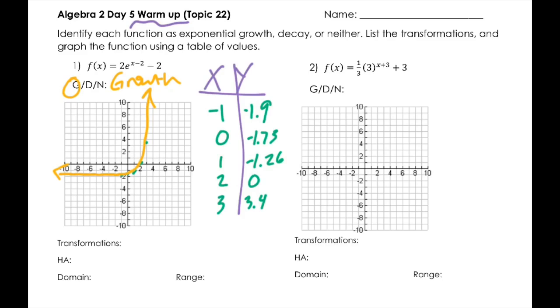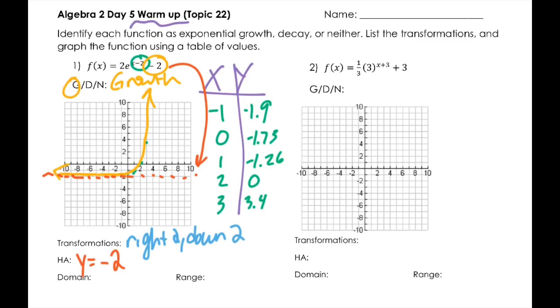Our transformations are right 2, down 2, and we can tell that from the right 2 is the x minus 2, the down 2 is the minus 2 at the very end there, so it's two different minus 2's that matter. The horizontal asymptote is our k value, so y equals -2. That's because we had this number at the very end. That's what makes your horizontal asymptote.